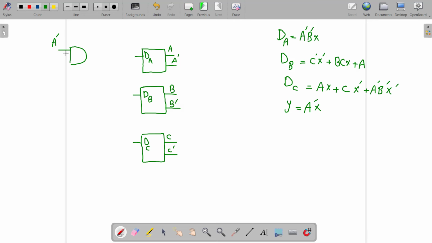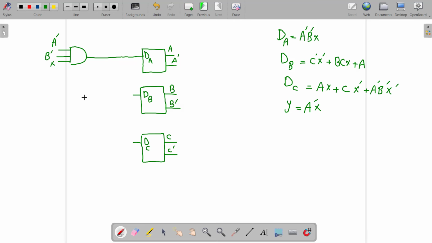A prime, B prime, X. For simplicity, we can do something like that. Actually, you can draw this one here, B prime from here, but because the circuit will be complex and we cannot understand what's happening, this is the better way of representing this circuit. Now, DA is A prime, B prime, X.